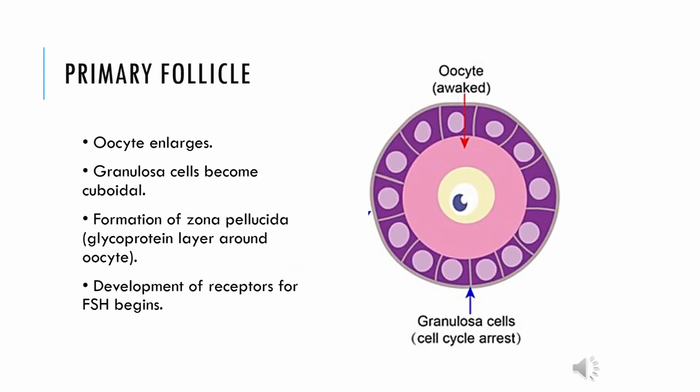In the primary follicle, granulosa cells become cuboidal instead of flat, and the zona pellucida, a glycoprotein coat around the oocyte, starts forming. At this stage, the follicle becomes gonadotropin-independent, meaning it develops under local ovarian factors, not follicle-stimulating hormone yet. It's a critical stage where oocyte growth begins and communication between the oocyte and granulosa cells strengthens.